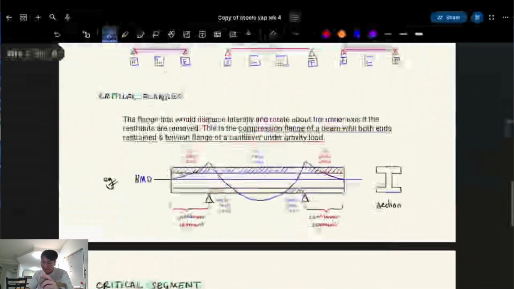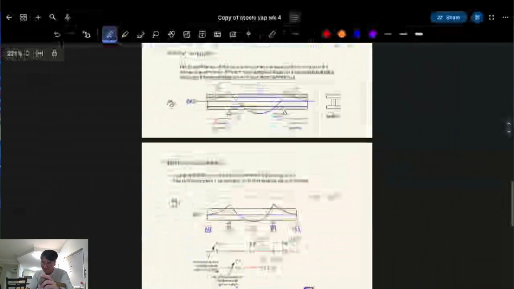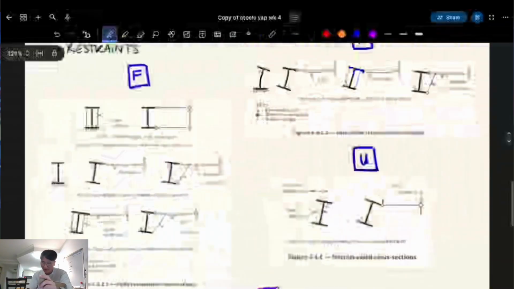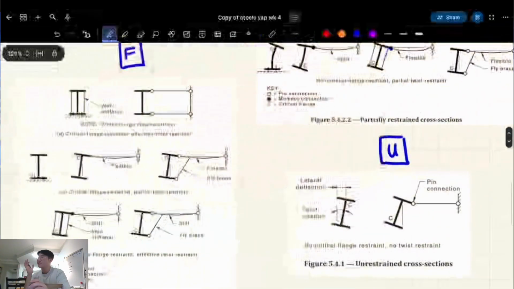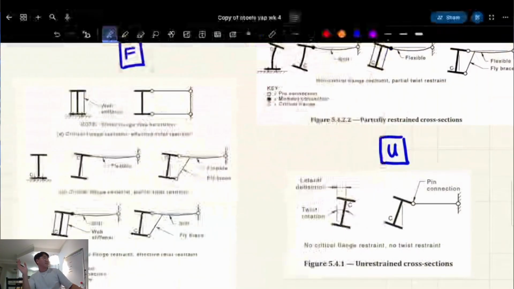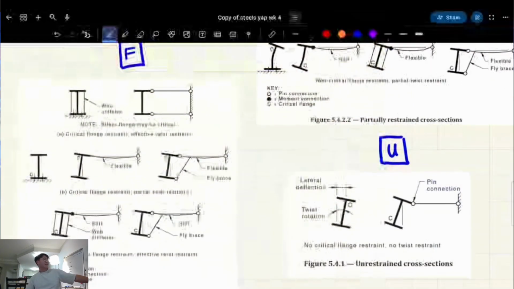I just demonstrated the critical flange thing there. Here we go. Fully restrained means the critical flange is restrained, right? Mm-hmm. You can't see these details because it's so blurry. Just zoom in a little. Okay, but C just means critical flange, right? So let's see a good example. That's a good example.